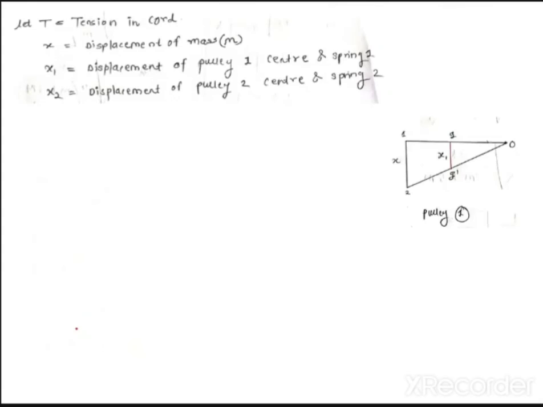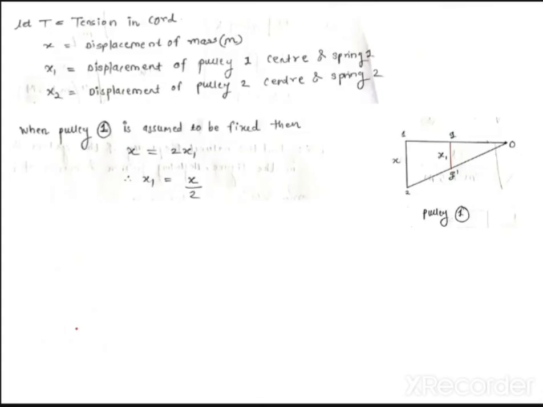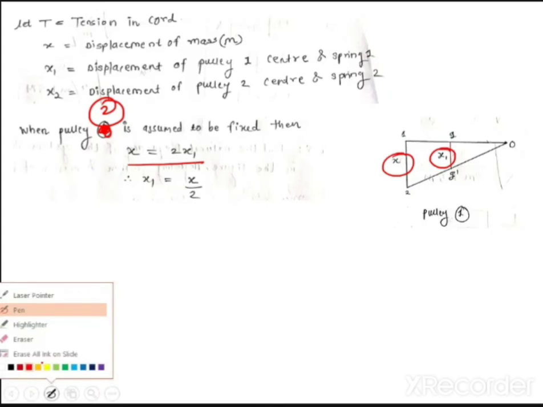Okay. Next. Now for pulley 1. Assume that pulley 2 is fixed. Let's see how we solve it. So pulley 1 is moving. What relation are you getting? You are getting x is equal to 2x1, right? Because I have already explained that the displacement of the center is half of the displacement. So this is the first relation I am getting.